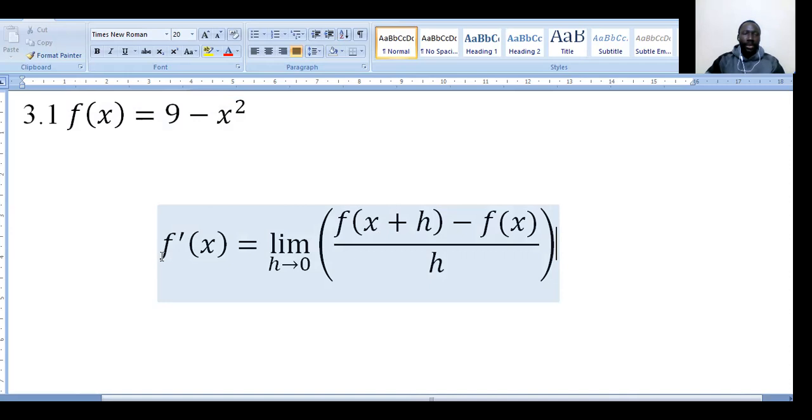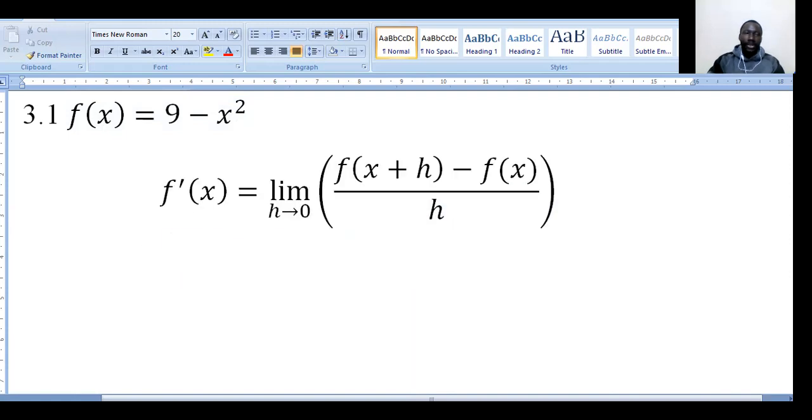Now, you notice that from this formula, f of x is known. It's given here as 9 minus x squared. What we don't know is the value of f of x plus h. And the question is, can we determine f of x plus h? Yes, we can determine f of x plus h. So how can we determine f of x plus h? Well, to determine f of x plus h, we have to use this expression 9 minus x squared.